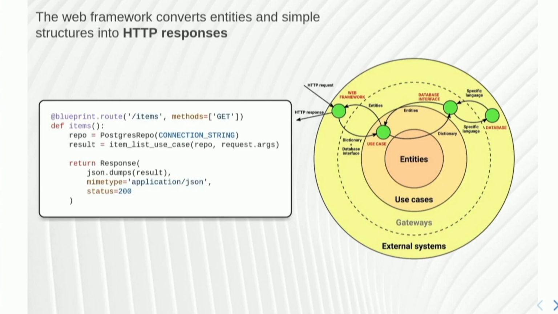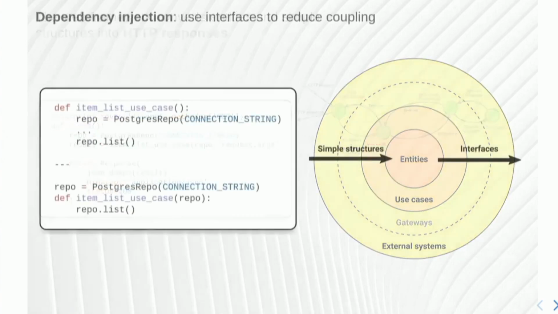I want to go back quickly to the initial slide about the golden rule, right? Talk inwards through simple structures and outwards through interfaces. Have a look at this code. These are two different possible implementations of a use case. The second one is the one I used. The first one is the incorrect one, if you want. Why is it incorrect? It works. Okay, first of all, it's not incorrect from that point of view.